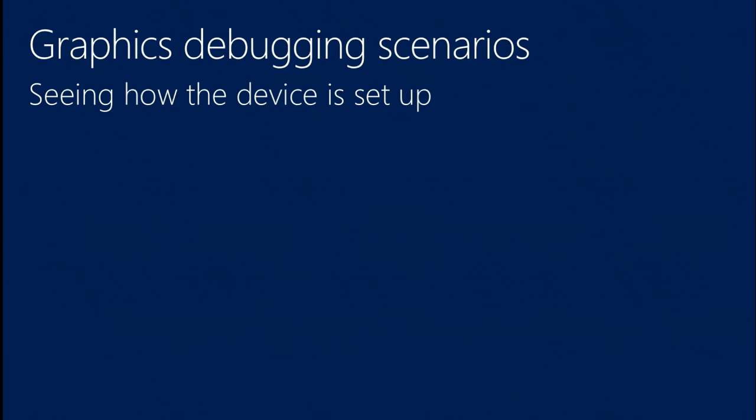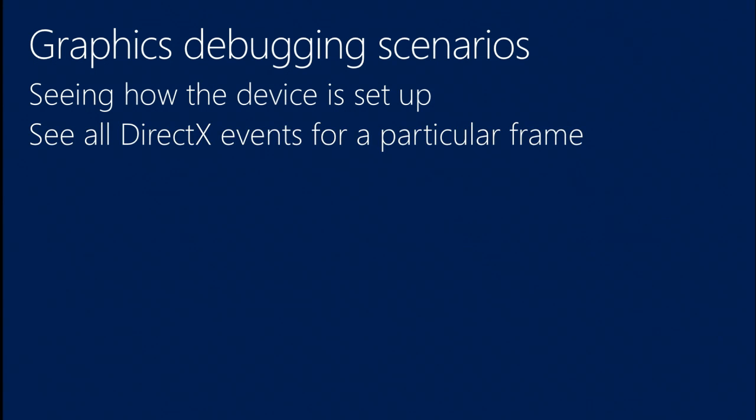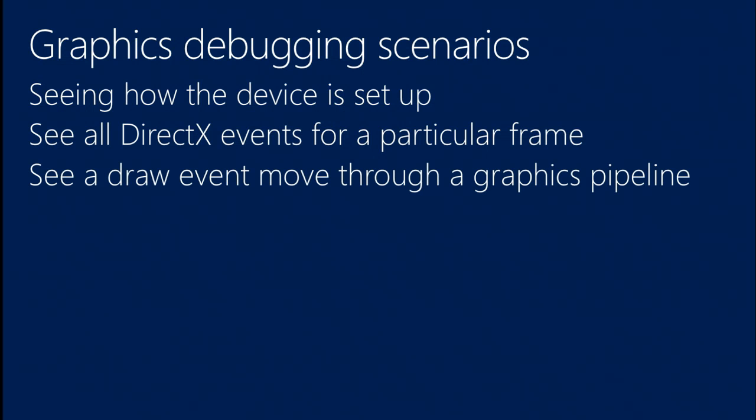So there are a lot of graphics debugging scenarios. I think I went through some of these. See how the device is set up. Look at all DirectX events for a particular frame. See a draw event move through a graphics pipeline. You can see where it's being messed up. If you wrote your own shader, a lot of times you'll be able to see this.